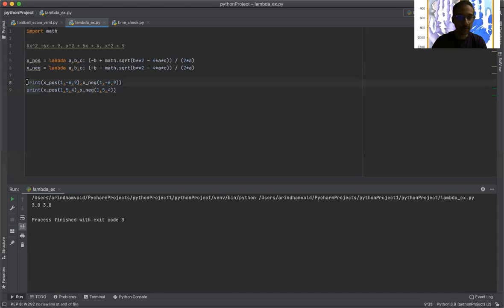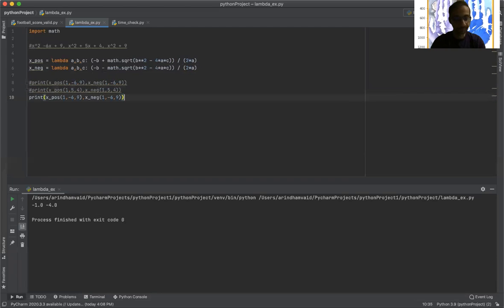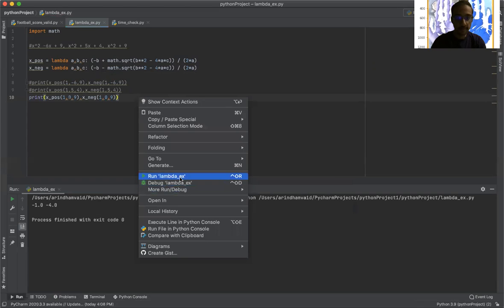Then we can comment this out and run this again. You can see minus 1 and minus 4 are the roots. Now we're going to try our complex root case, which would be 1, then for b there is no coefficient, so we put in a 0 here. Then we hit run.